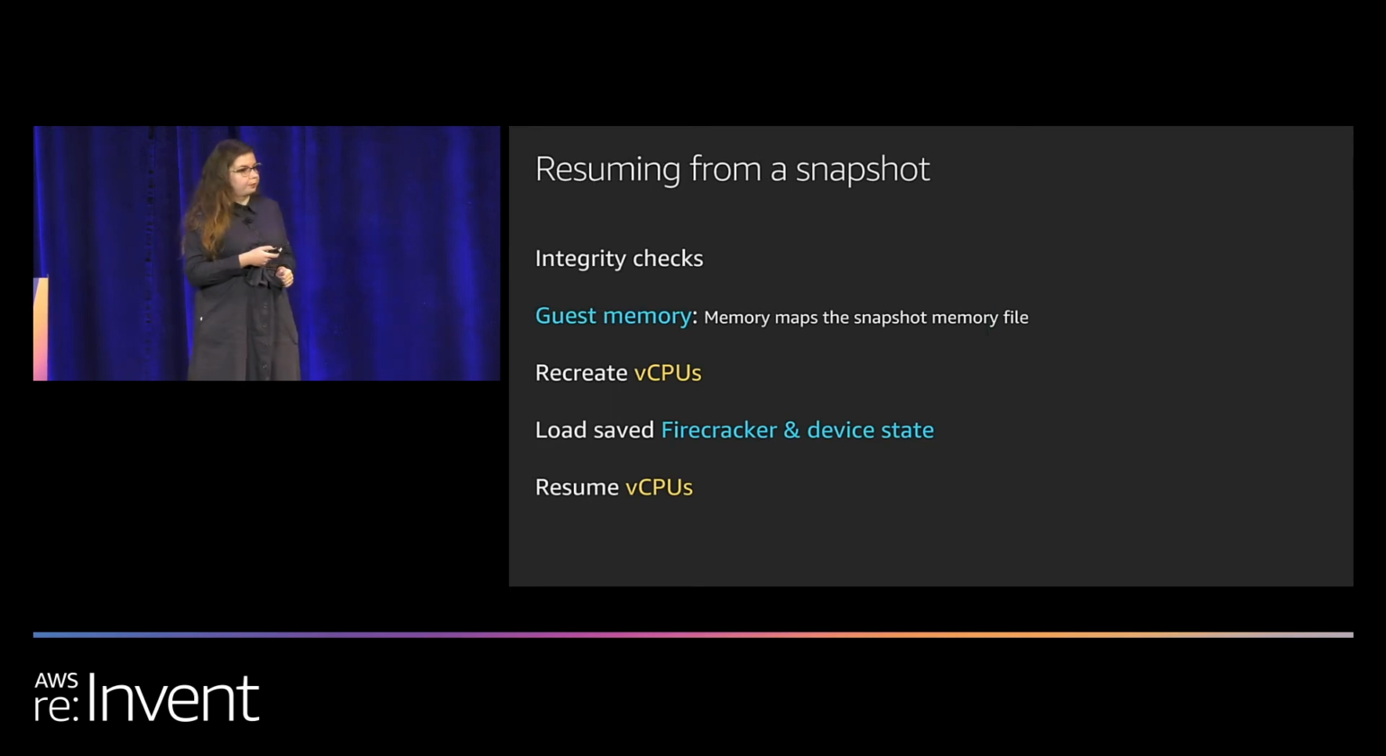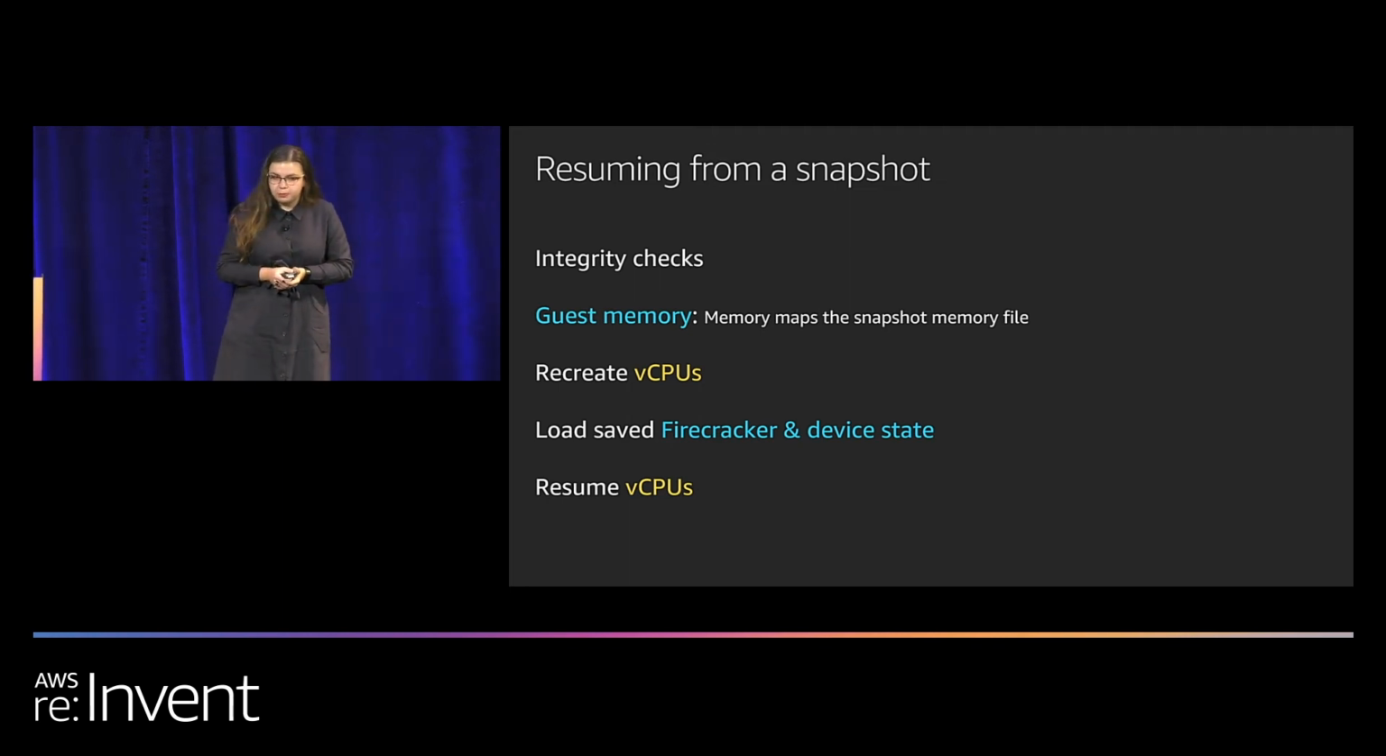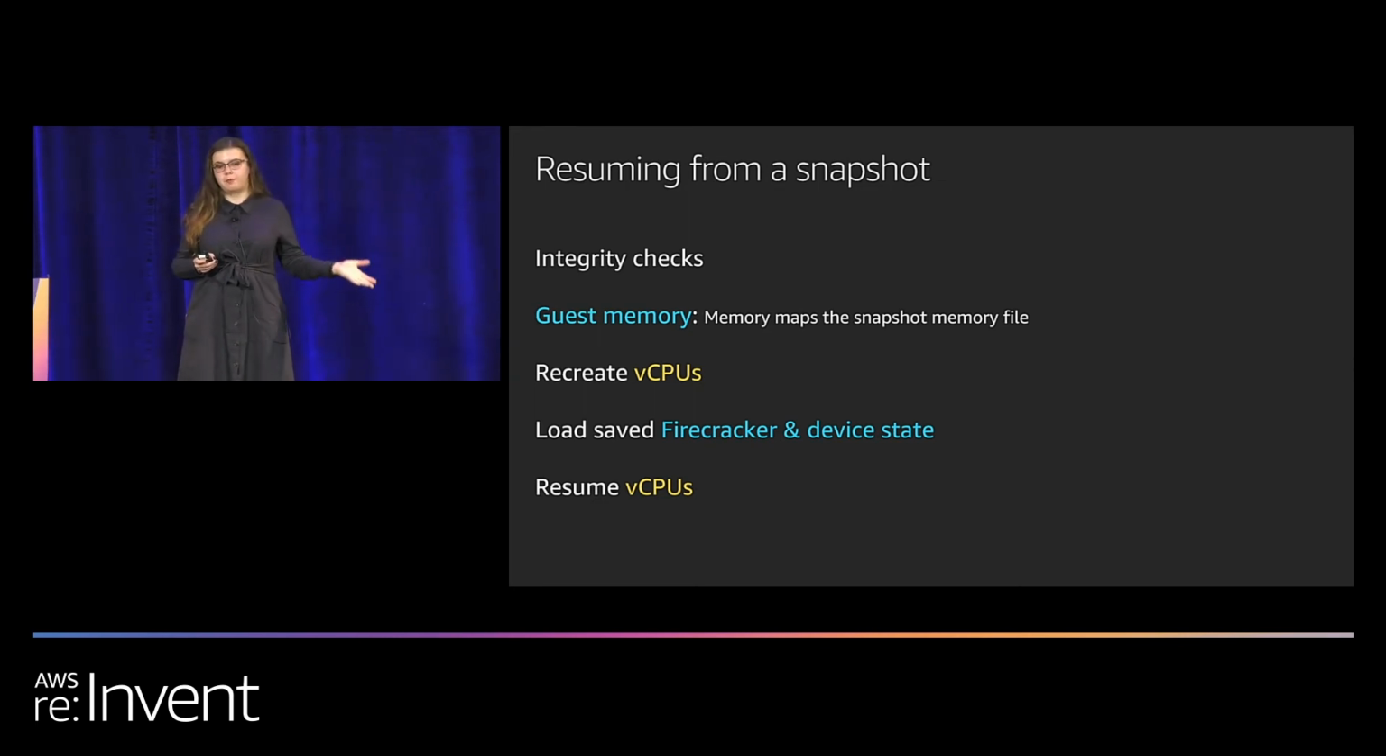Now what about restore? What happens when you want to use that snapshot? Well, first things first, some integrity checks. Note that you can add your own encryption and checksumming and whatever external integrity checks you want outside of Firecracker. What Firecracker does is verify that these snapshot files look like snapshot files. So they have some state in there, magic numbers, and all of that. If everything's OK, the guest memory, which is already a file, gets memory mapped and saved there for later.